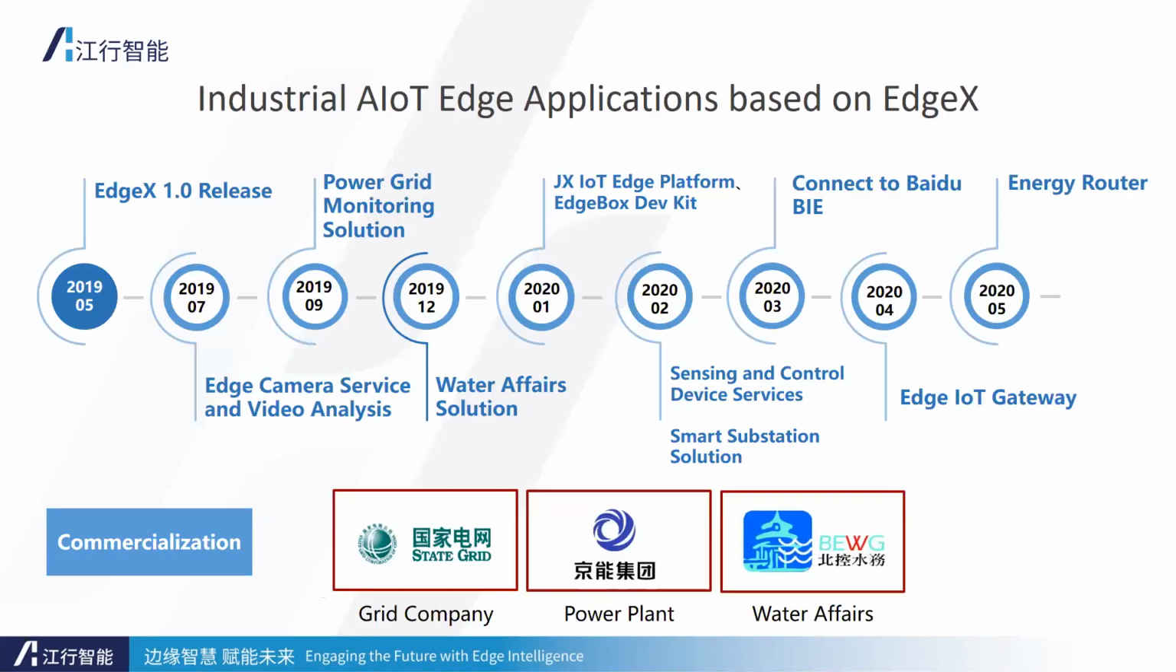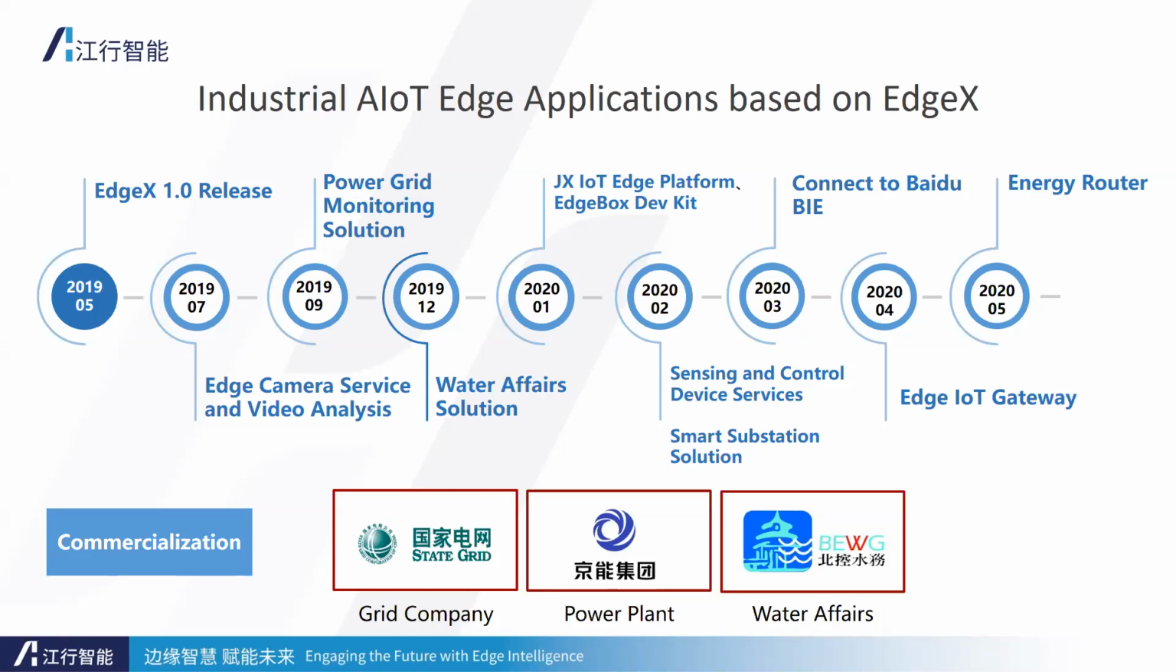So this is the timeline for our industrial AIoT edge applications based on EdgeX. Since the first version of EdgeX was released, we have followed this timeline to develop our applications. We first focused on the edge camera service and the video analysis because this was the urgent requirement for the power grid scenario. Then, when we had the camera service and video analysis service, we provided our own power grid monitoring solution. Then we transformed this solution into the water and fire solution. Based on the experience of these two solutions, we developed our own JXLT Edge platform and Azure Box development kit.